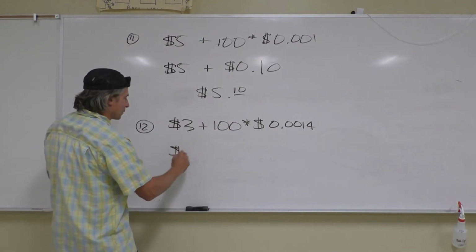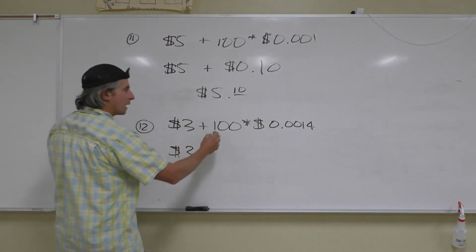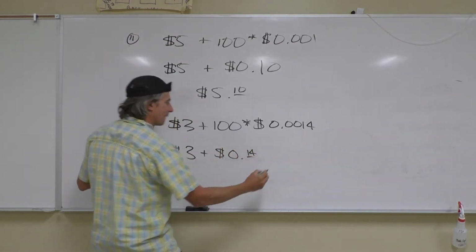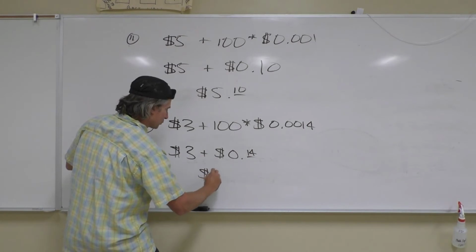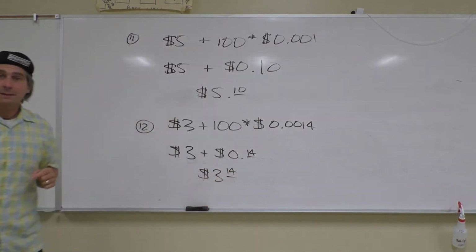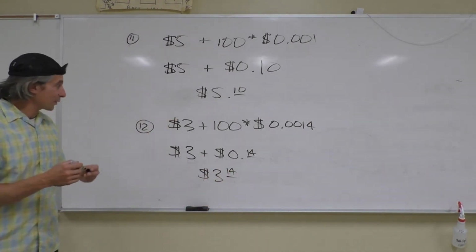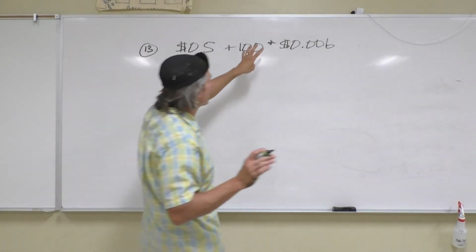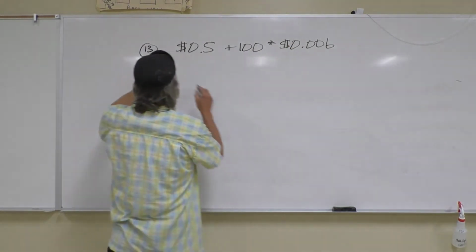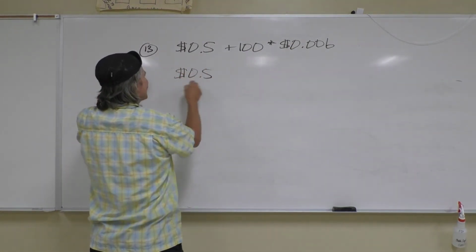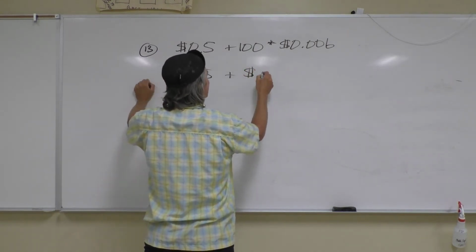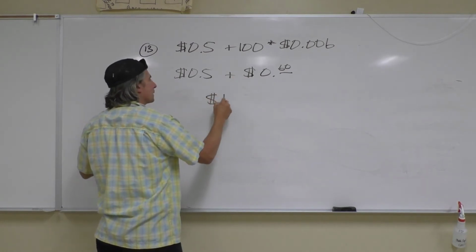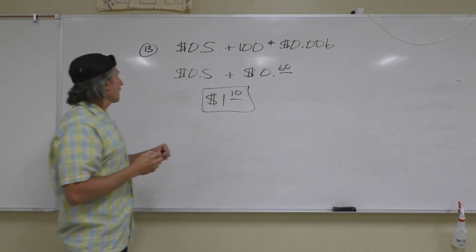So we're going to leave the $3 over here because it's going to be added on last. 100 times 0.0014 is going to leave us with 14 cents. So 3 plus 14 gives us $3.14. Okay, let's look at 13, which is going to be very, very similar to 11 and 12. Same math. First, 100 times the $0.006, so it's half a dollar or 50 cents, plus 60 cents. And then 50 cents plus 60 cents gives us $1.10. And that's 13.